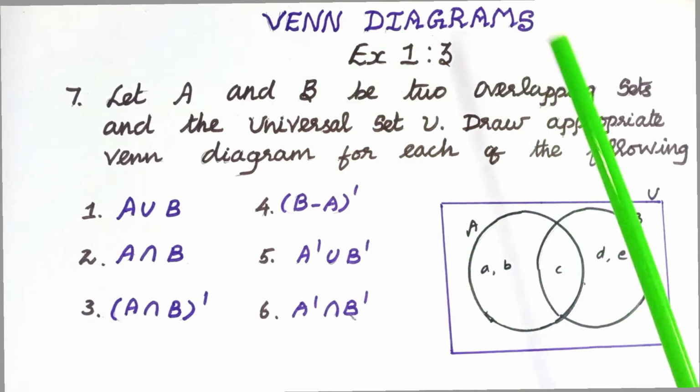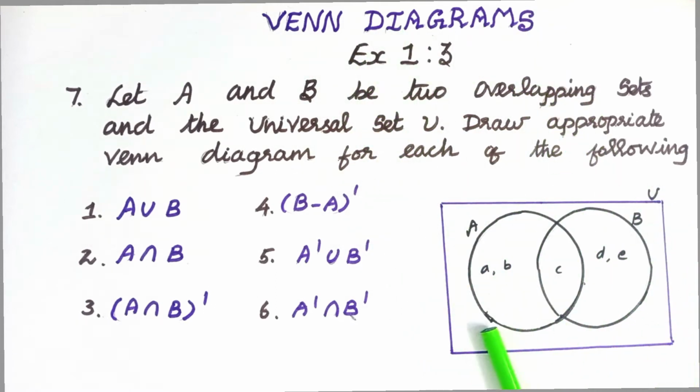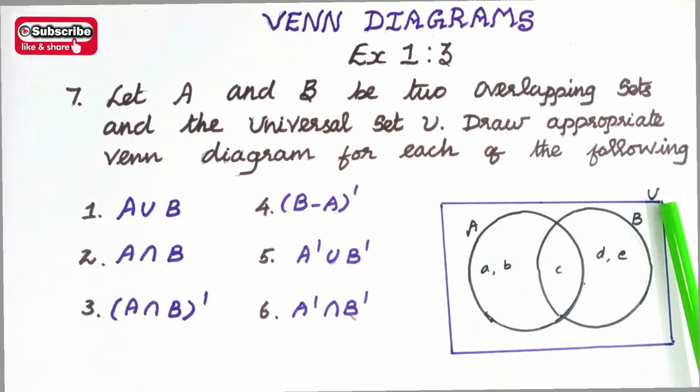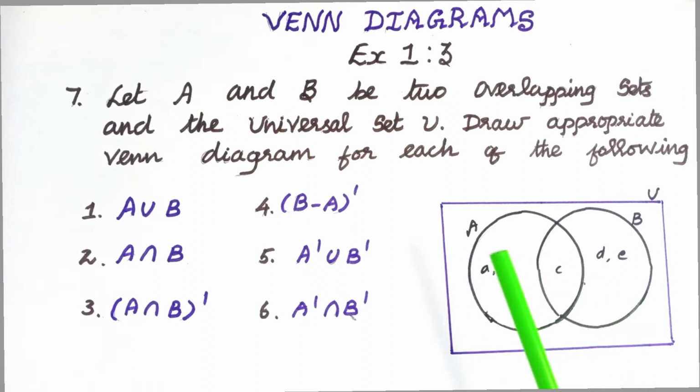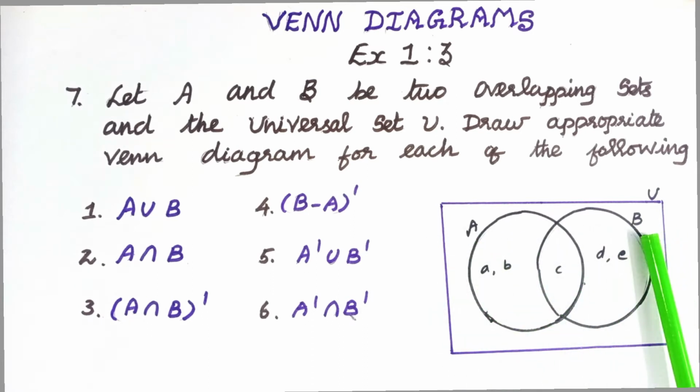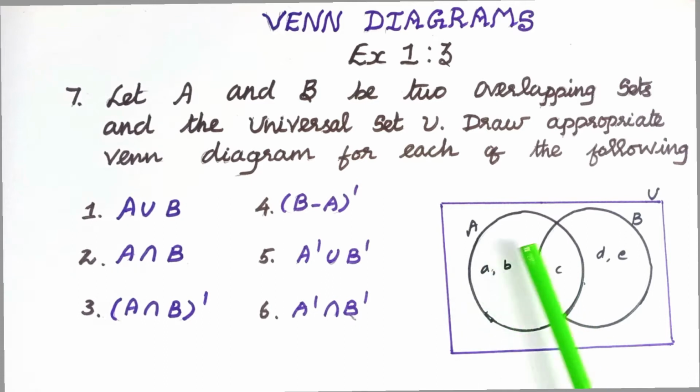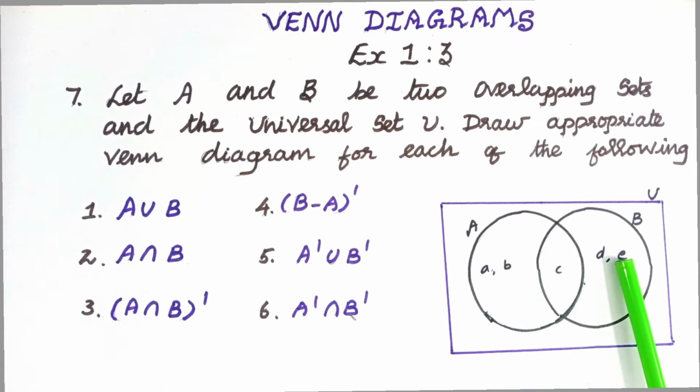Venn diagrams. Venn diagrams are used to represent sets in picture form. Here in this Venn diagram, this rectangular region represents the universal set. Then these two overlapping circles named with the capital letters A and B represent the sets, and all the elements inside the sets are represented with small letters.